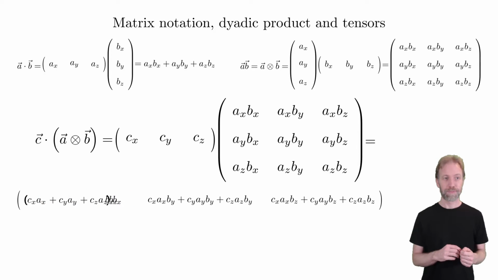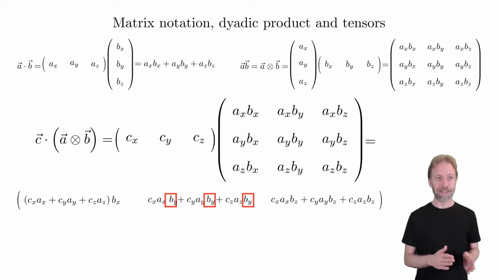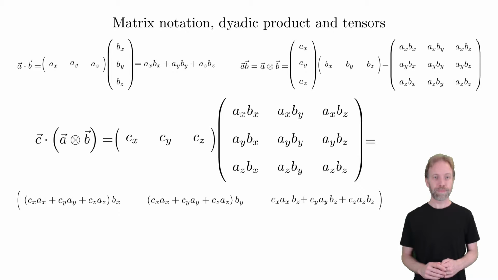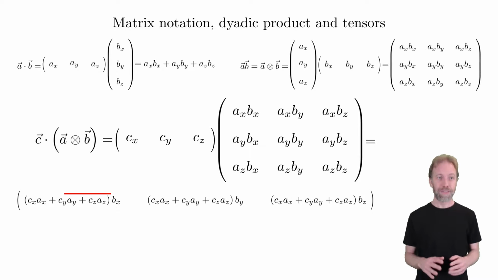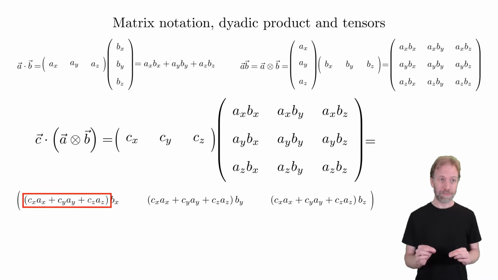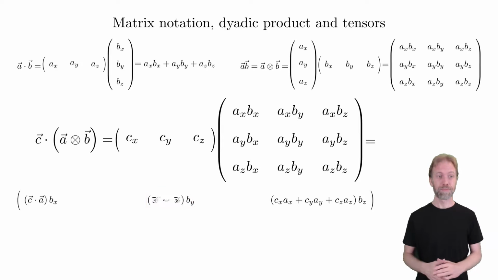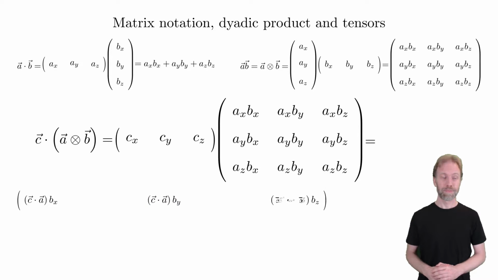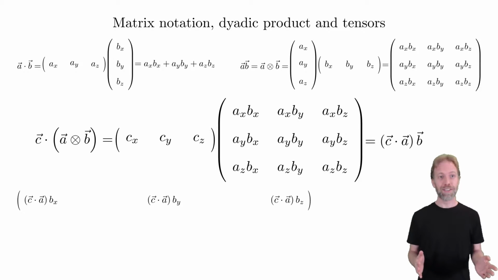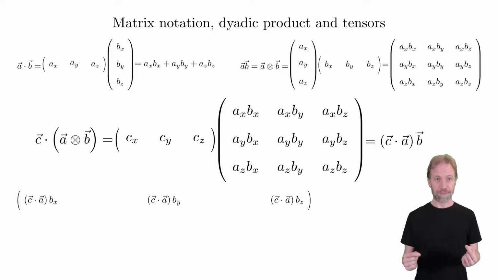Similarly, by is common in the second element and bz is common in the third element. This expression is the dot product between c and a. The same factor appears in other elements as well. And the final result is c dot a multiplied by the vector b. Hence, we can see that by taking the dot product with c and the dyadic product of a and b, it's the same as taking the dot product of c and a and multiplying this scalar value with the vector b.